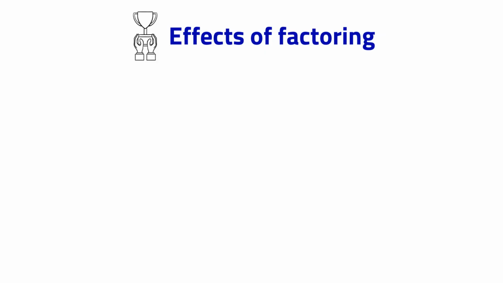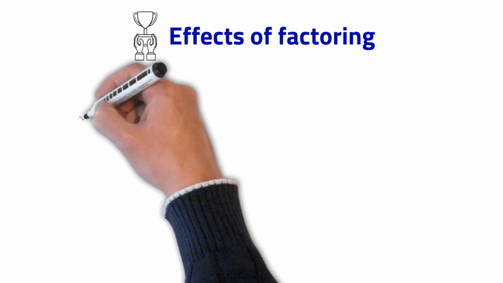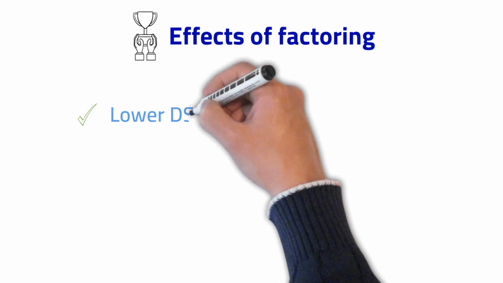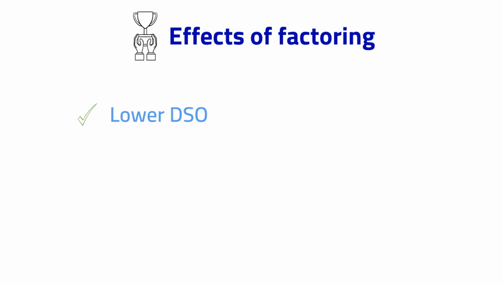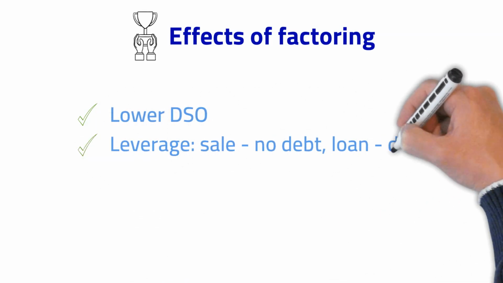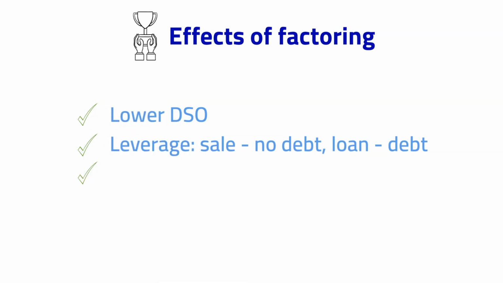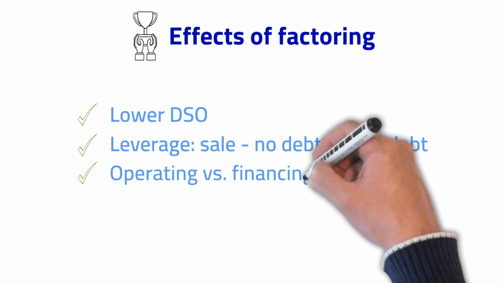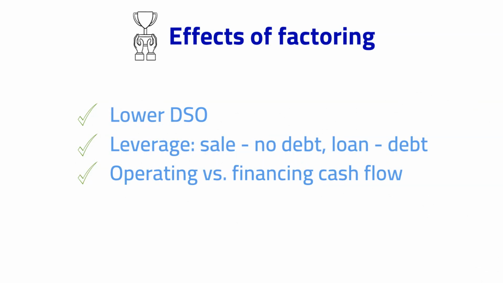What are the effects of factoring? Factoring can change the optics of the financials. It may result in lower days of sales outstanding if it is a true sale, as receivables drop but revenue is still the same. Change in leverage. A sale does not add debt, a borrowing adds a loan payable. Operating versus financing cash flow. Proceeds from a true sale are usually operating cash flow because they replace collections. Proceeds from a loan are financing cash flow.